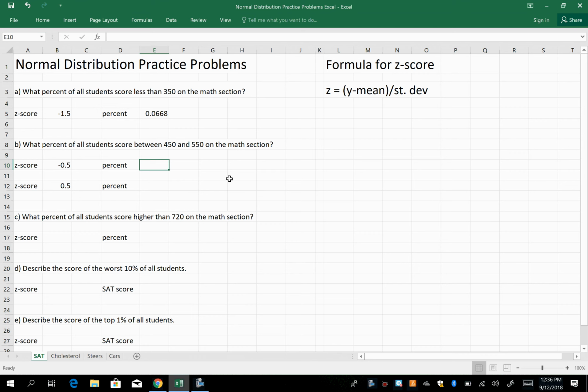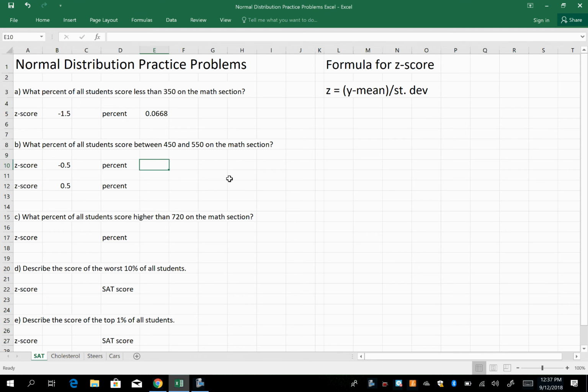Now, Pablo, remember you asked what's the best calculator? I love Excel, but Excel is limited. Excel can only find the area to the left of a z-score. So we're going to have a little fun here. See if your brain can keep up. Ready?